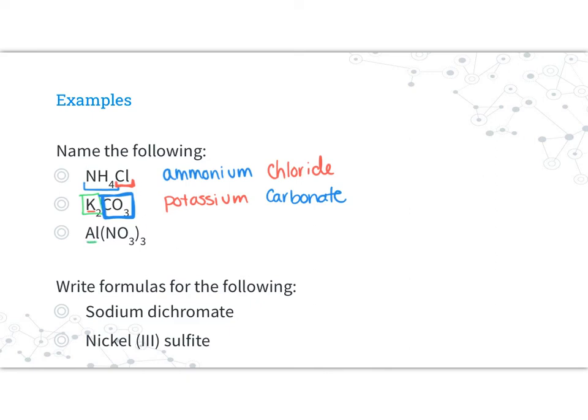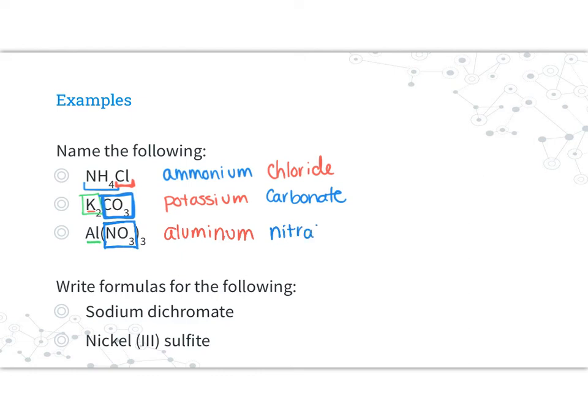Al is the first element here, and Al is aluminum. So I'm going to write aluminum without changing anything about its name because it's the first element. And now because it's not just followed by one element, it's followed by a group, I'm going to look for NO3. I'm looking for what's in the brackets here. NO3 is nitrate.